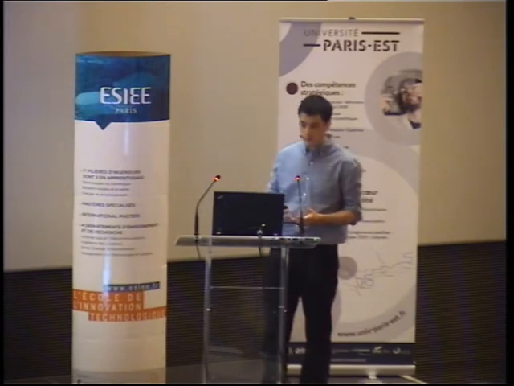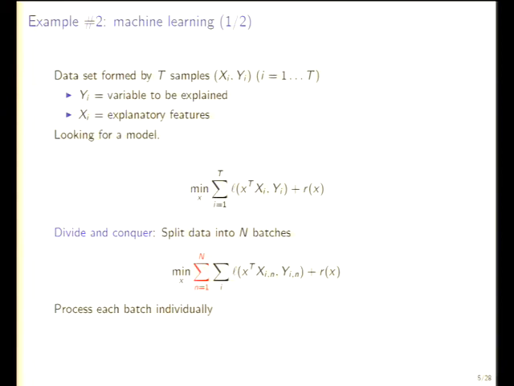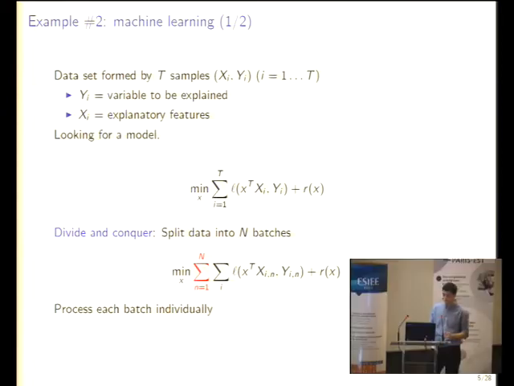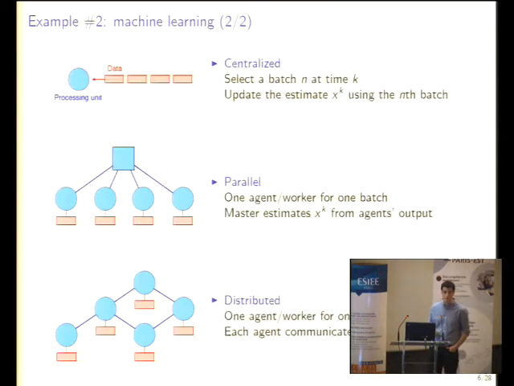So it can be that if T is really large, standard algorithms become too complex, and in that case, it is beneficial to use a divide and conquer approach in which we split the data into n different batches and we handle the batches separately. So once again, we are faced with a problem where we have to minimize a sum of a composite function. So the next question is, how do we process these batches?